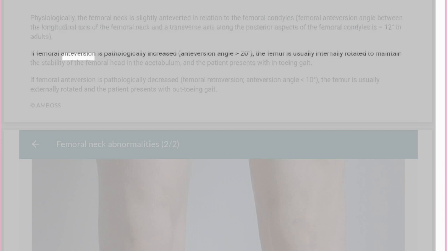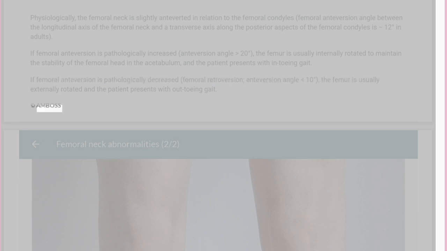If femoral anteversion is pathologically increased, anteversion angle above 20 degrees, the femur is usually internally rotated to maintain the stability of the femoral head in the acetabulum, and the patient presents with in-toeing gait. If femoral anteversion is pathologically decreased, femoral retroversion, the anteversion angle is reduced.